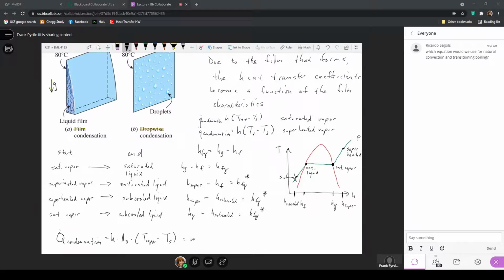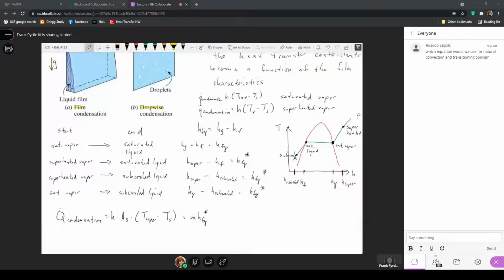This would be also equal to the mass flow rate times HFG. And I'm going to say HFG star here, because if it's a superheated vapor going down to the surface temperature, depending on what that surface temperature is, that will be the lowest temperature for the liquid water that will be forming during a condensation process. Now, of course, HFG is just HG minus HF. This is the quantity that you find in the saturation tables for a given problem.